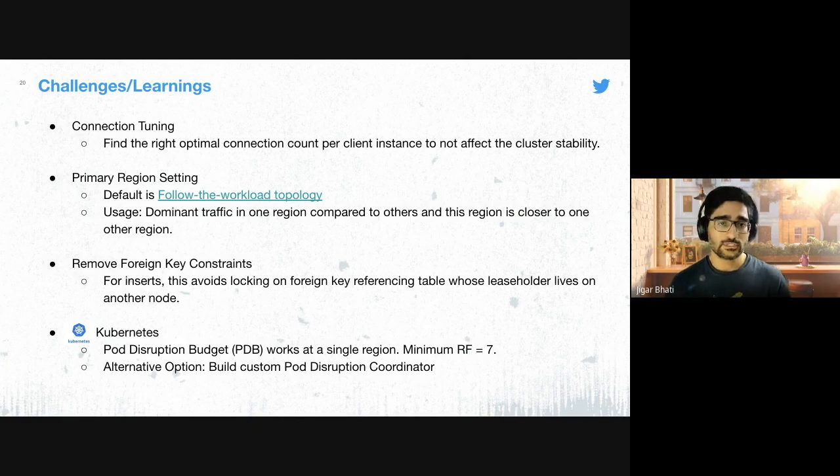Another option is to build a custom pod disruption coordinator, which looks at the regions and makes decisions to be able to take down only one node at a time, and then we can achieve RF equal to 3. But that's something we haven't implemented yet, but it's definitely in our future work.